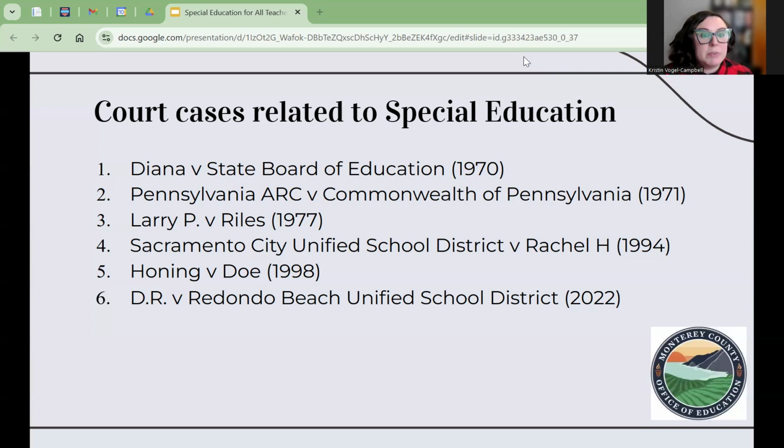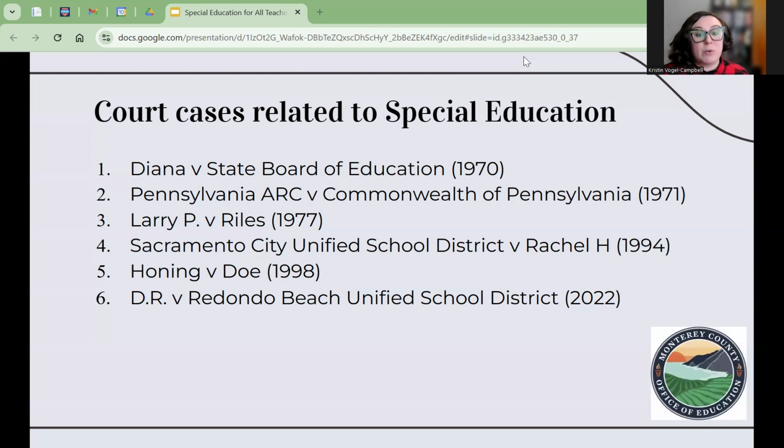And finally, the most recent court case that we're going to discuss is DR versus Redondo Beach Unified School District, which was ruled in 2022. The Ninth Circuit Court of Appeals addressed the educational placement of DR, a student with autism. The court evaluated whether the school district's proposed IEP, which recommended increasing DR's time in a special education classroom, complied with the IDEA mandate for the least restrictive environment.